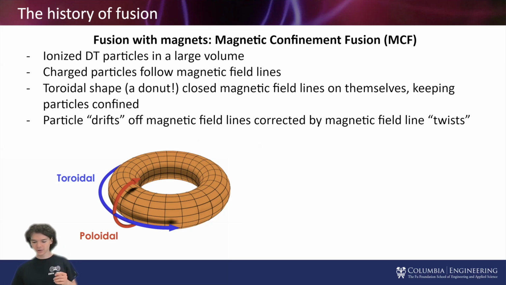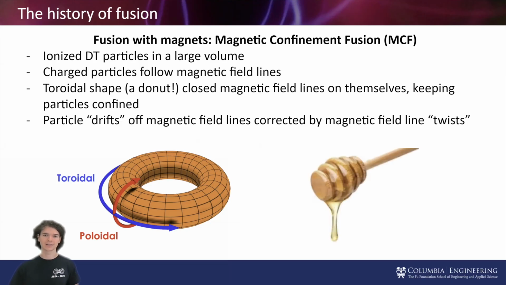Now, these field lines actually have to twist for other effects, because these particles don't only stick to the field lines, they actually drift off of them a little bit. And we correct for this by twisting the magnetic field lines. I'll explain much more about why these field lines are twisted. Or actually, I probably won't. It will probably be in a future lecture or a future class.